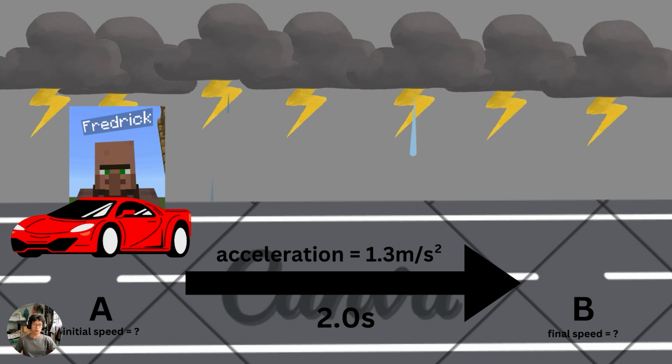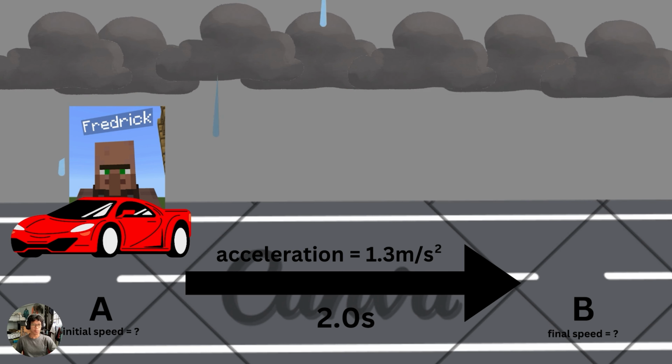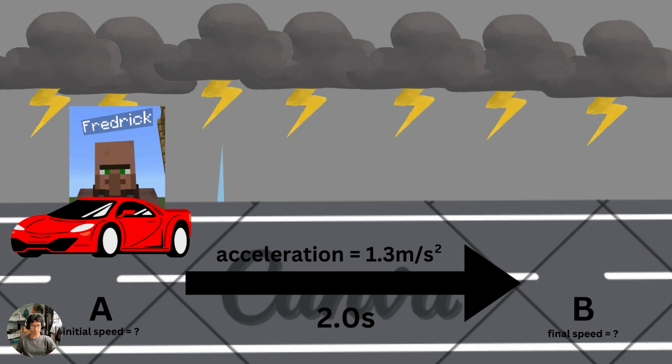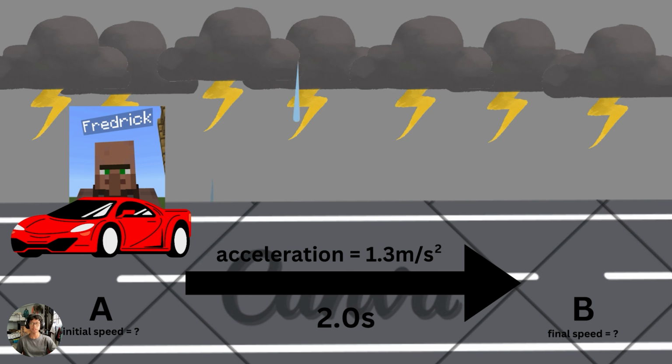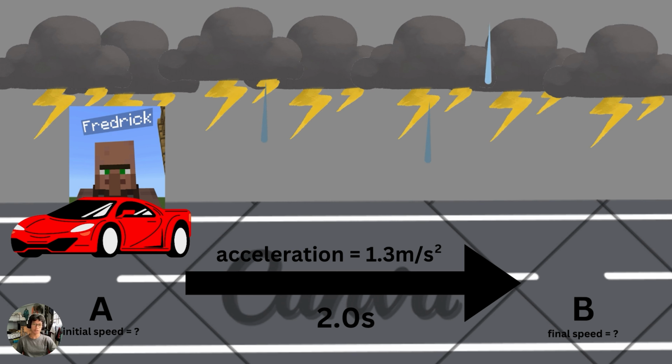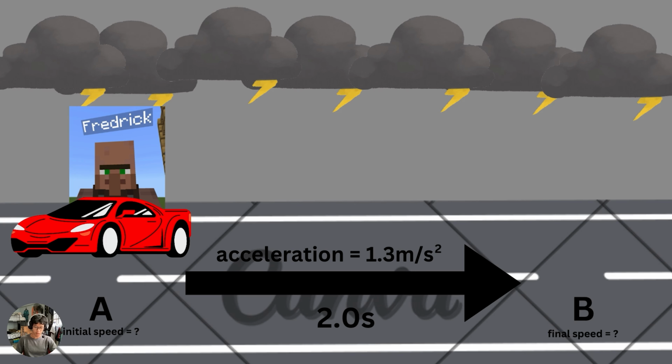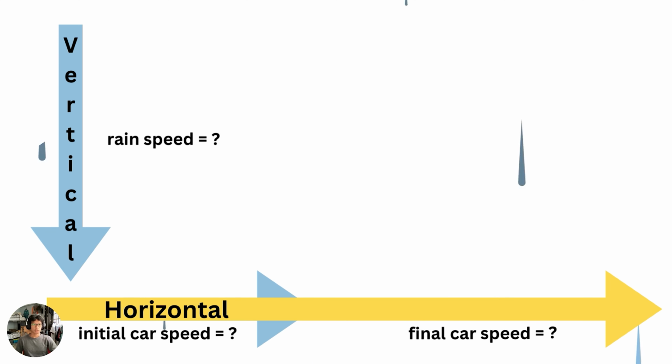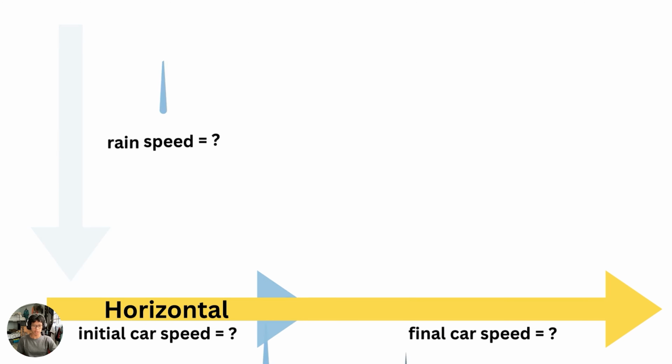So as the rain's falling down, it's hitting the side window of his car, and the angle is changing from 45 degrees to 60 degrees to the vertical. So yes, it's moving vertically down. We don't know what the rain speed is, we don't know what the initial car speed is, and we don't know what the final car speed is. So let's try and simplify it in a diagram.